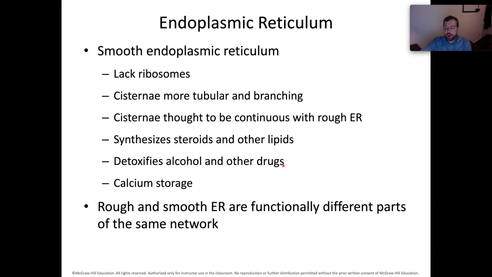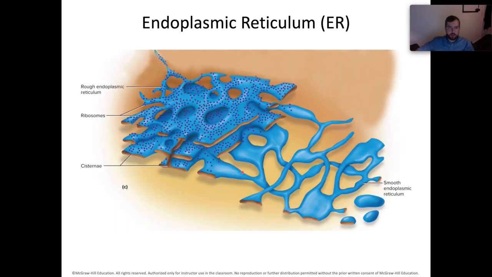The smooth ER has a little bit more of a fluid role. They're in the same network, but they function differently. It does not have ribosomes. So they're continuous with the rough ER, but they synthesize things like steroids and lipids, and they play a role in detoxification of alcohol and drugs and also store calcium. So they're not really synthesizing proteins. Their job is lipids and other molecules.